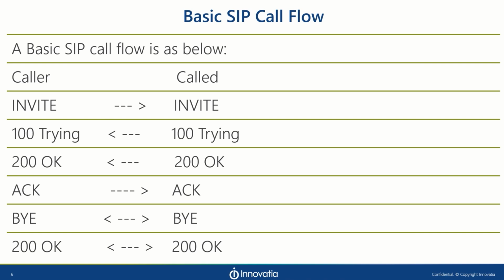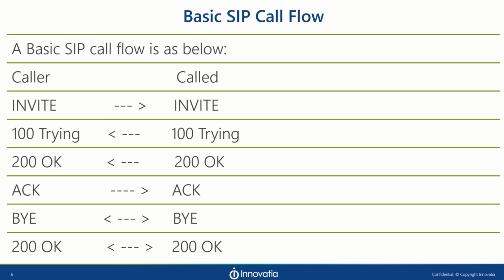Once the conversation is finished, either party can hang up. Whoever hangs up first, their phone will generate a bye message that is sent to the far end. The far end, upon receiving that bye message, will generate a 200 OK and send it back. So putting all of this together, an invite is sent out from the caller to the called party.